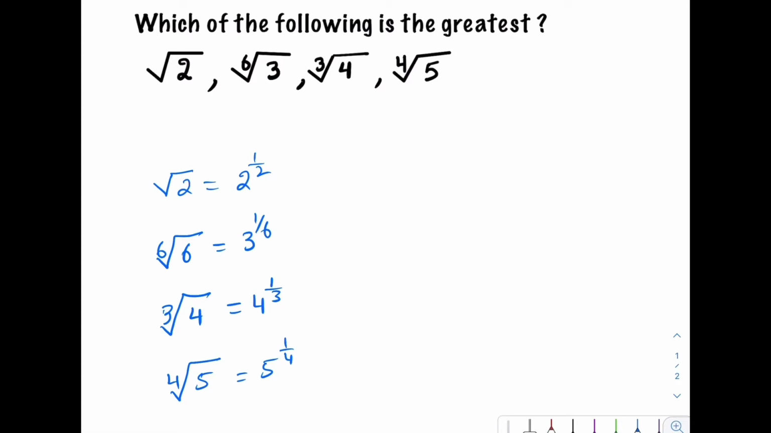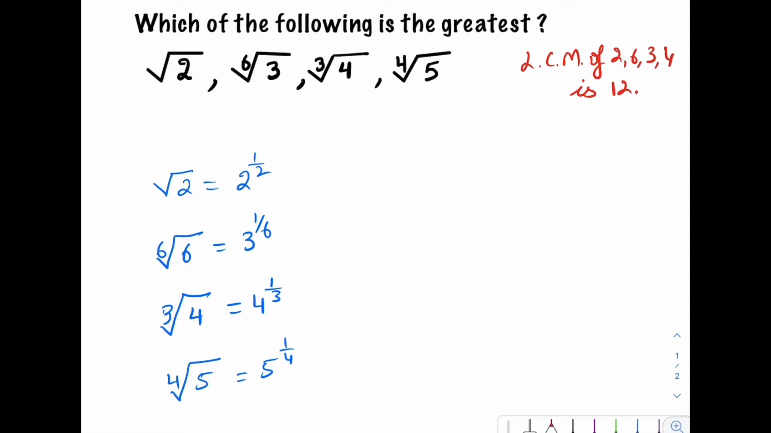Now we can find the LCM of 2, 6, 3 and 4. That means, first we find the LCM of the power denominators. And we know that the LCM of 2, 6, 3 and 4 is 12. So now every power denominator, we want to change to 12.